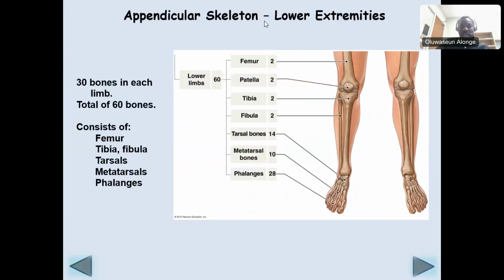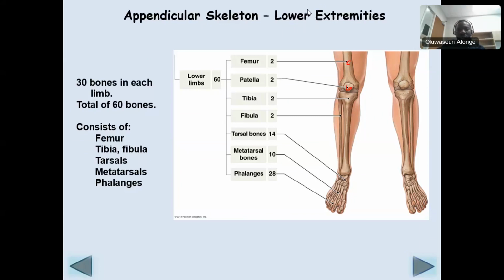Now, looking at the lower limbs, I'll be fast with this. There are 30 bones that make up the lower limb of each side, so in total we have about 60. We have the femur, we have the patella, which is what we call the kneecap. We have the tibia, and we have the fibula.